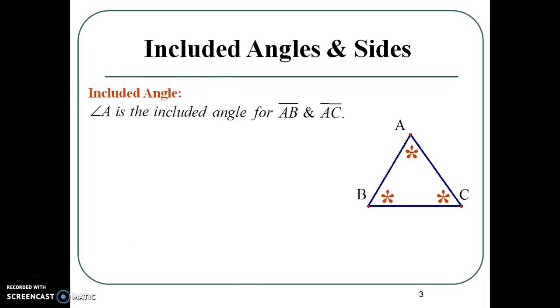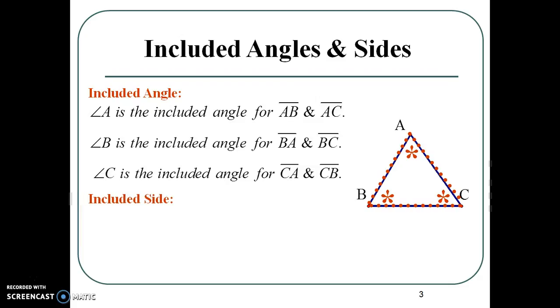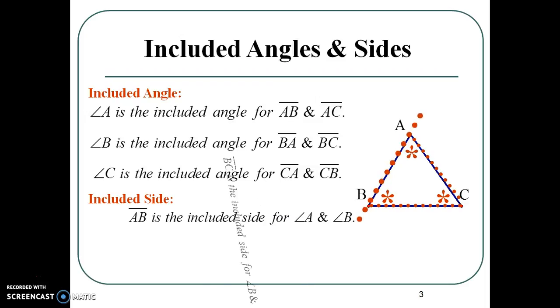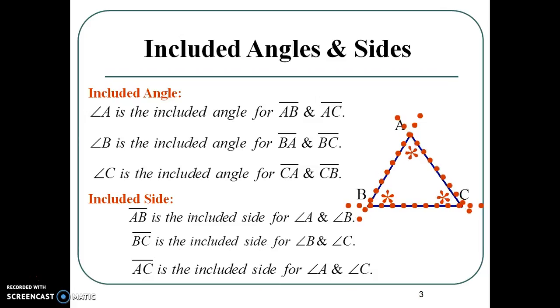So, included angle. Angle A is the angle between AB and AC, so it's the included angle for AB and AC. Angle B is in between BA and BC, so it's the included angle for BA and BC. Angle C is between CA and CB. When we talk about included sides, AB is the included side for angle A and angle B. BC is the included side for angle B and angle C. AC is the included side for angle A and angle C.